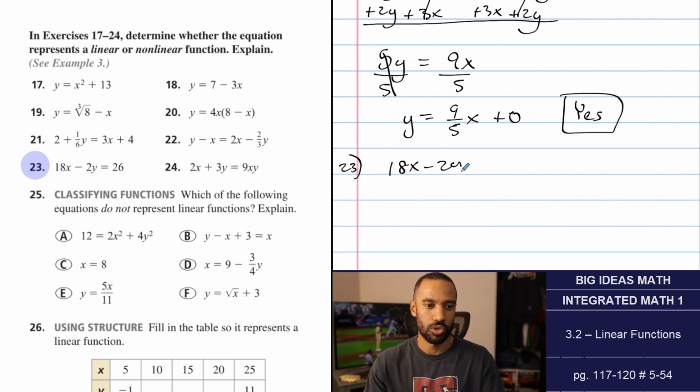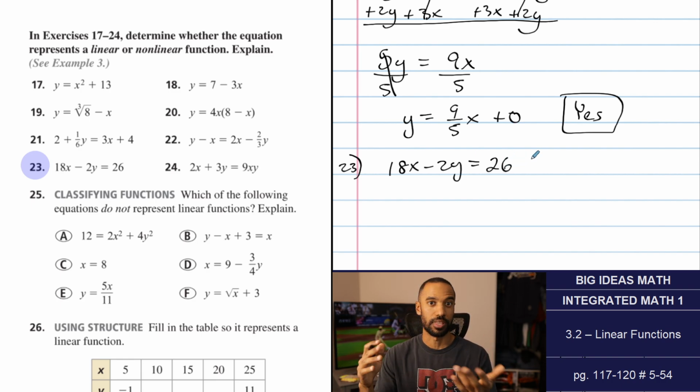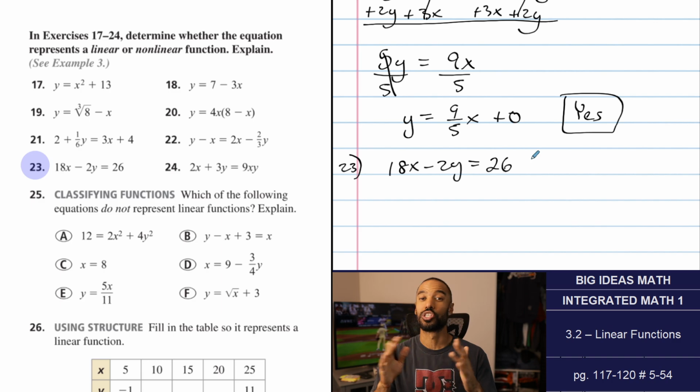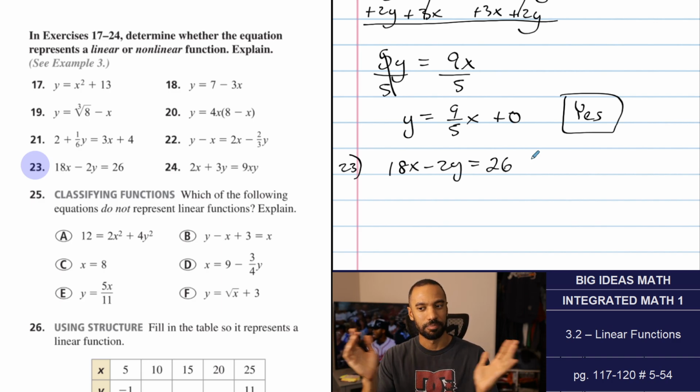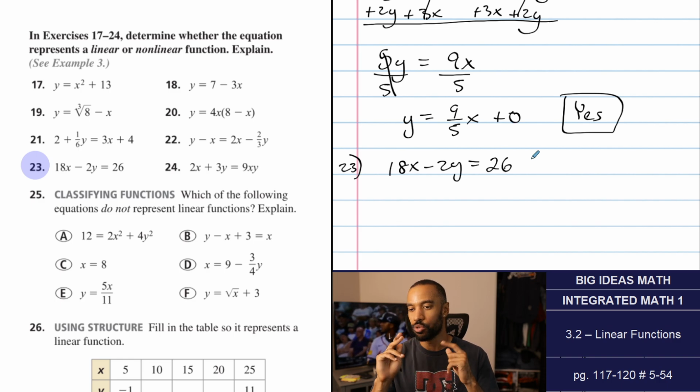18x minus 2y equals 26. Oh, this is standard form. Excuse me, this is such a linear function, which is standard form. Yeah, this is totally good. Again, you can rewrite it in the form. You should be able to look at these.